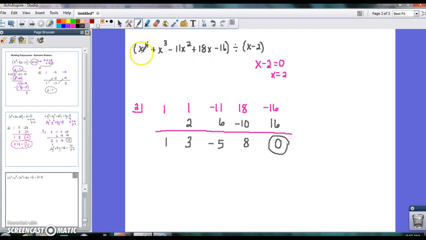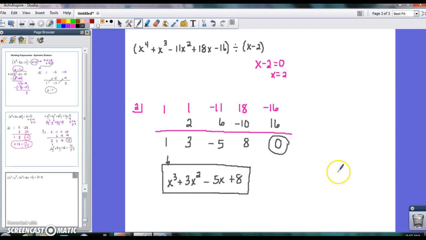Because I started with x to the 4th and I divided by x, my first term here is x to the 3rd. And then I just decrease my exponent by 1 each time, and I end up writing my answer in standard form. And that is my answer. Much quicker, much easier, a lot more fun. That is synthetic division. Hopefully that'll help you out.